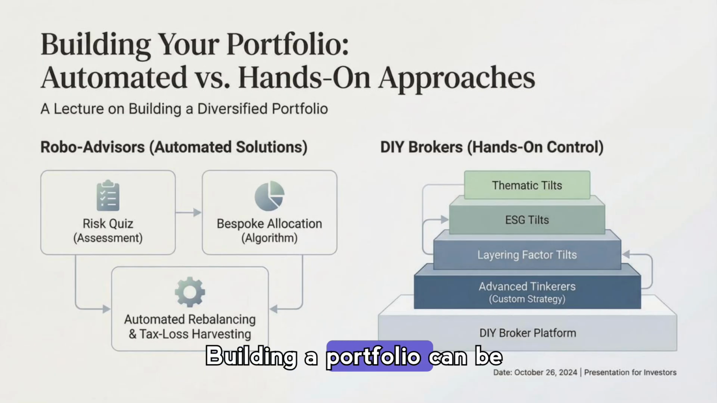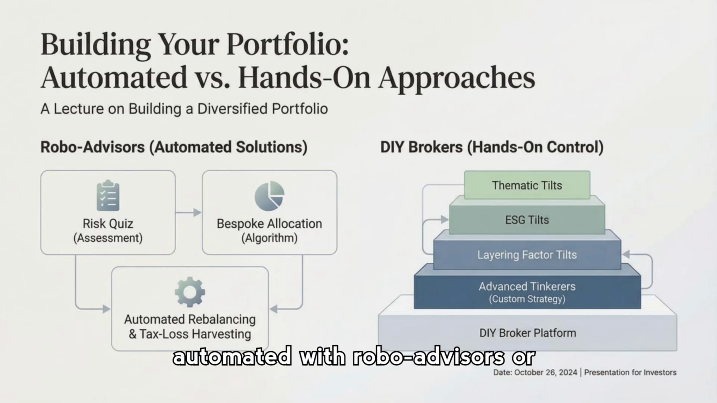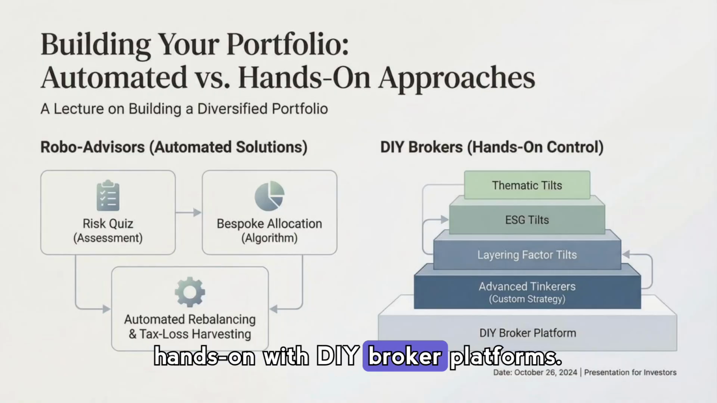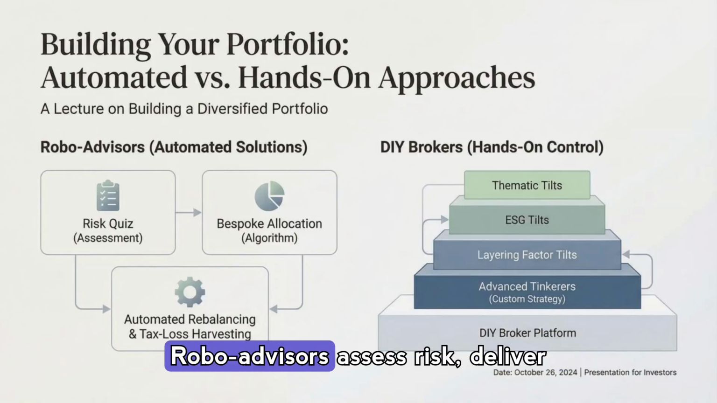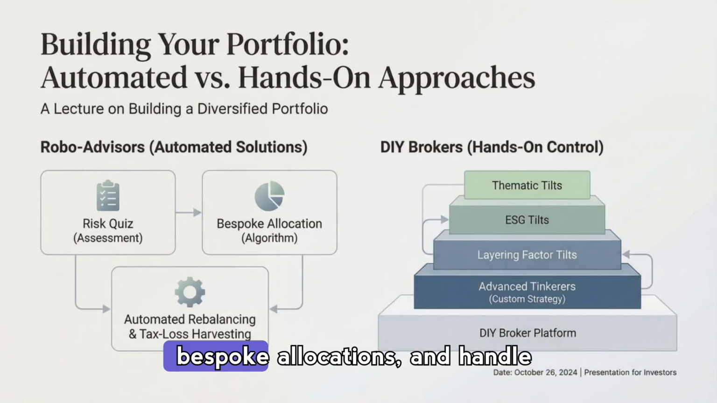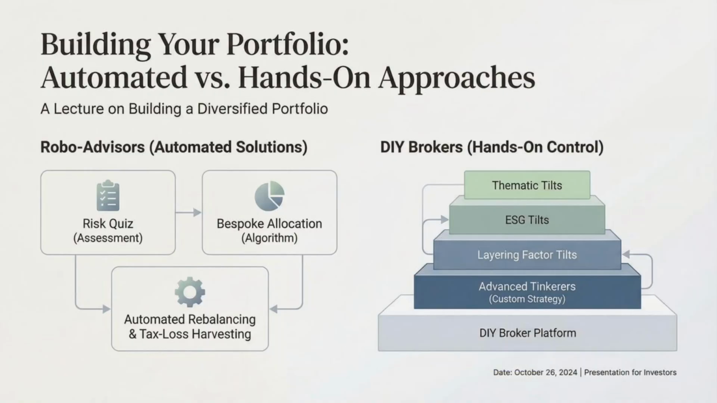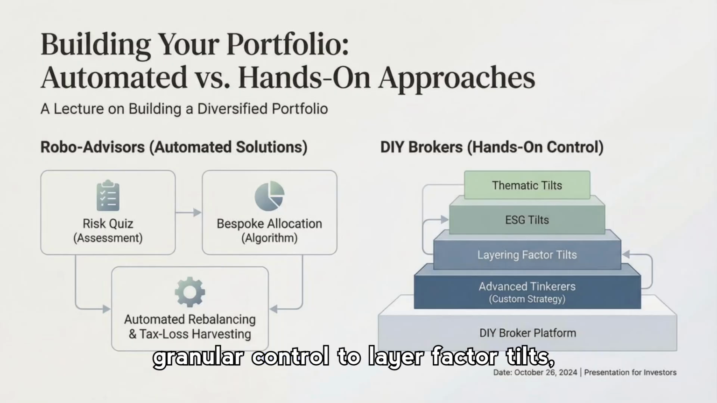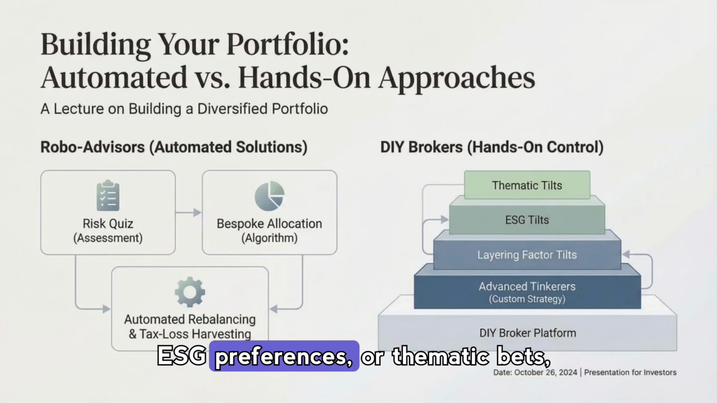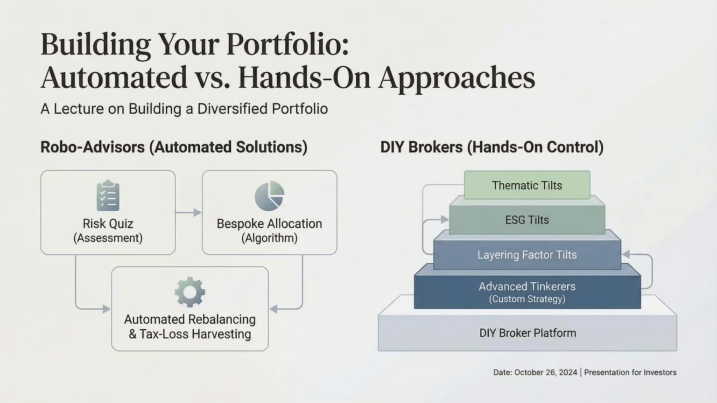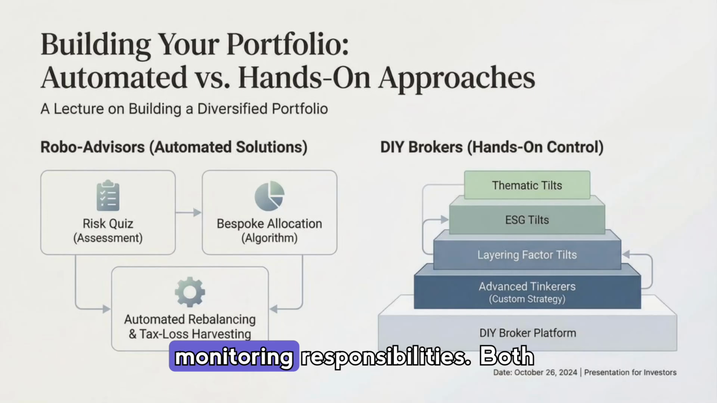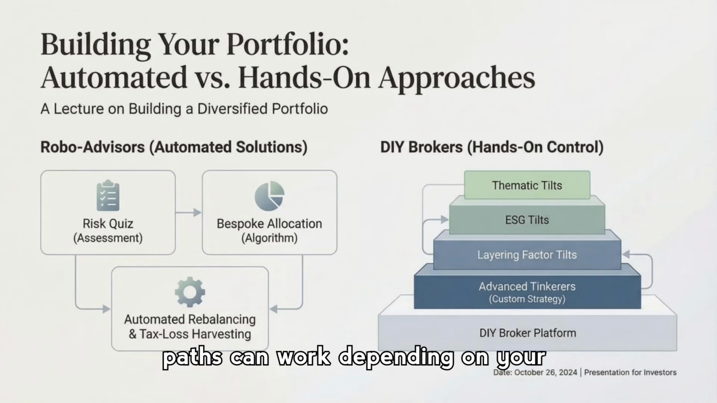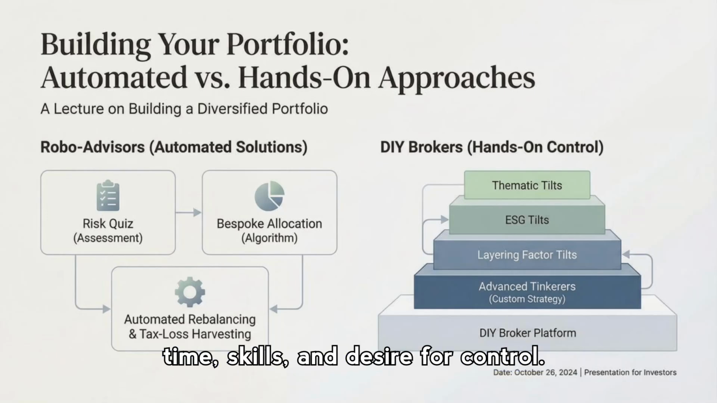Building a portfolio can be automated with robo-advisors or hands-on with DIY broker platforms. Robo-advisors assess risk, deliver bespoke allocations, and handle rebalancing and tax loss harvesting automatically. DIY investors gain granular control to layer factor tilts, ESG preferences, or thematic bets, but take on execution and monitoring responsibilities. Both paths can work depending on your time, skills, and desire for control.